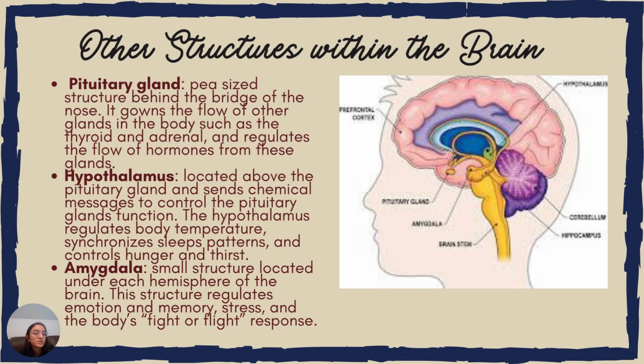The hypothalamus is located above the pituitary gland and sends chemical messages to control the pituitary gland's function. The hypothalamus regulates body temperature, synchronizes sleep patterns, and controls hunger and thirst. The amygdala is a small structure located under each hemisphere of the brain. This structure regulates emotion and memory, stress, and the body's fight or flight response.